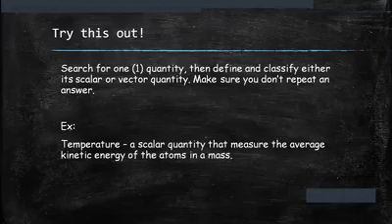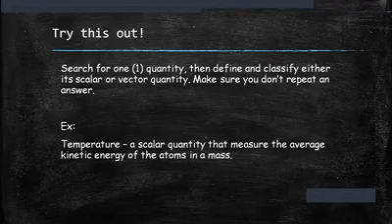Also try this out. Search for one quantity, then define and classify whether it is a scalar or vector quantity. For example, temperature, a scalar quantity that measures the average kinetic energy of the atoms in a mass. So make sure that you don't repeat the answer of your classmate.